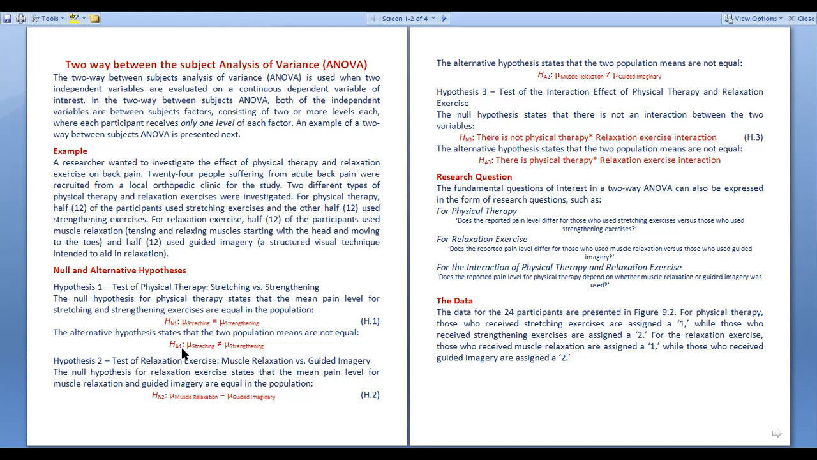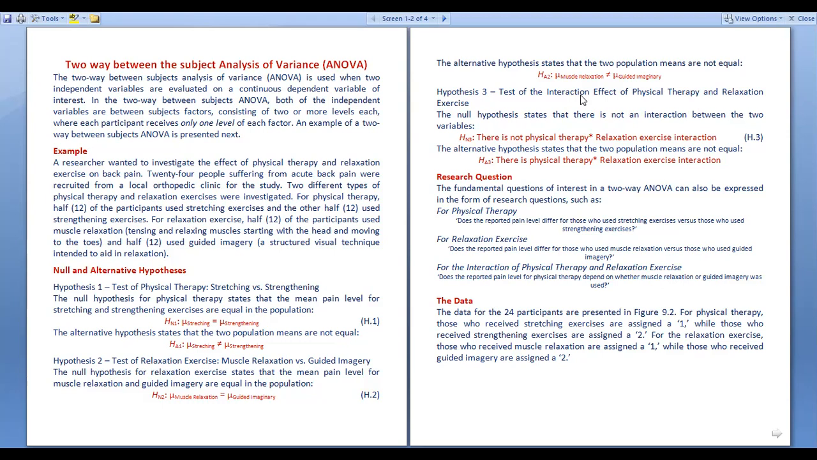Hypothesis 3 is basically an interaction of independent variable 1 and independent variable 2. So it is also known as test of interaction effect of the two variables. And here we have got the two independent variables, that is, physical therapy and relaxation exercises.